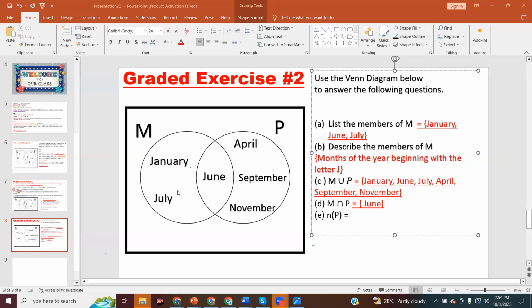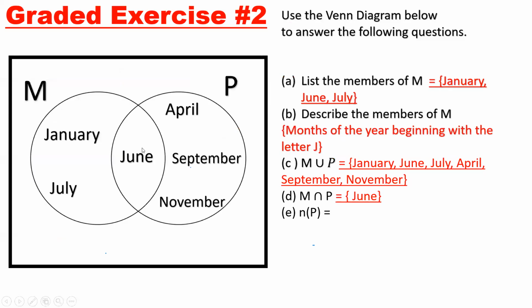What does the N mean? Class, what does the N mean? The number of elements. Very good. So I want the number of elements that are in P. This is saying, tell me the number of elements that is in P. And what is the number? 4, for June, April, September, November. So the answer is 4.